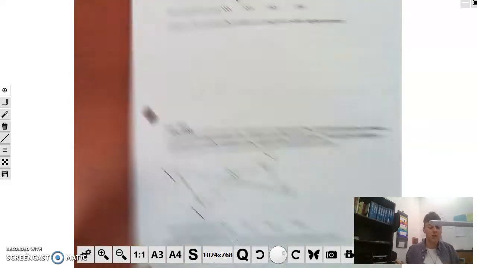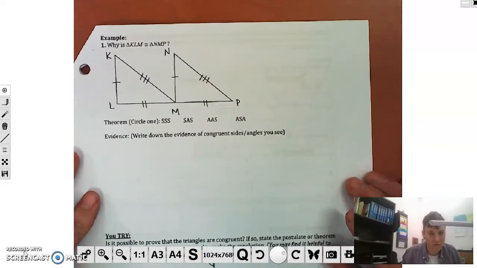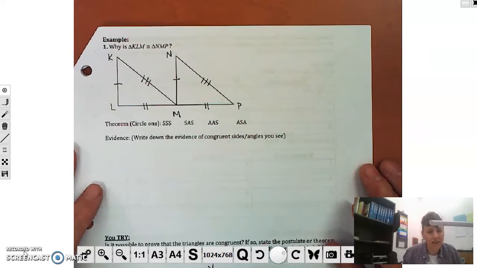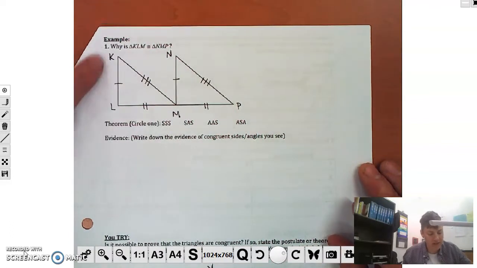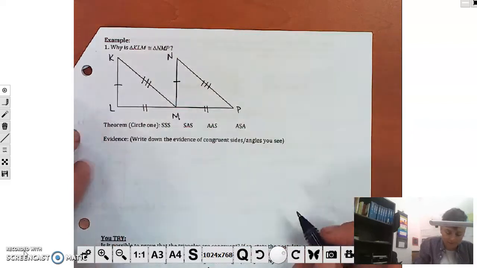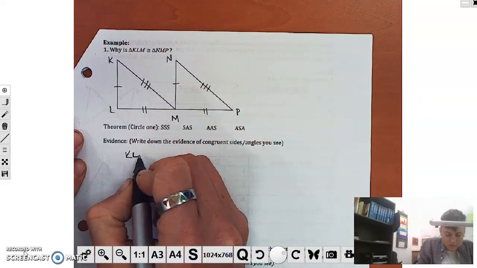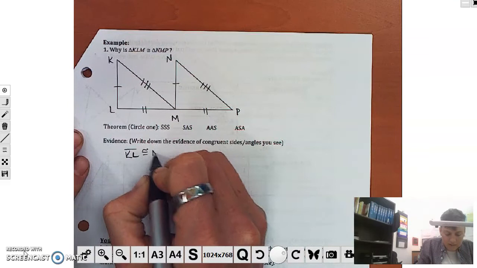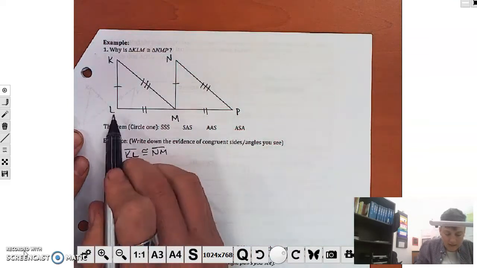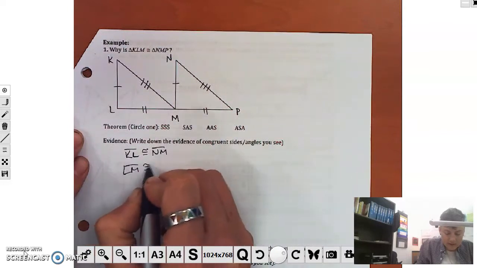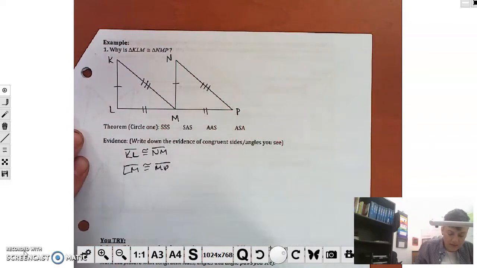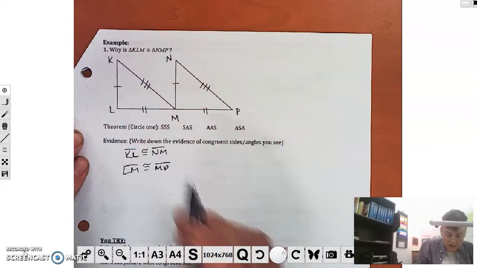So, let's do some examples. Why is triangle KLM congruent to triangle NMP? Well, gosh, let's look at these markings on this triangle. This says KL is congruent to NM. I'm going to write down some evidence right now. KL is congruent to NM. This says LM is congruent to MP. And this says KM is congruent to NP.